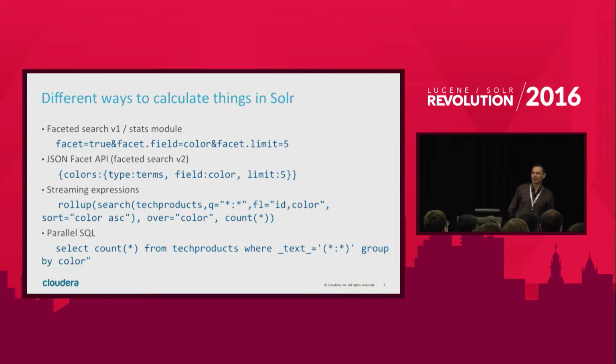The streaming expressions, this isn't quite an apples to apples comparison because we actually have the search in here as well. You can't really separate it out. But we're doing a rollup on the color field and asking for count(*). And lastly, SQL, which probably a lot of you already know, we're asking for count(*) after we do a group by the color field.